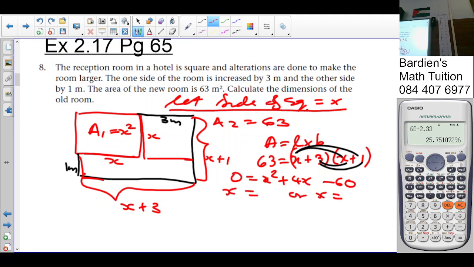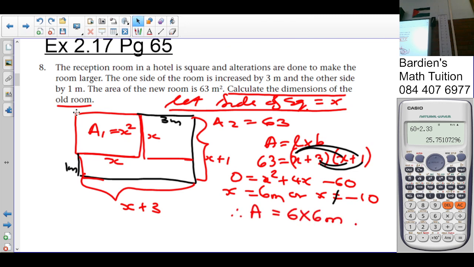Okay. And that works out to be x equal to 6 or x equal to negative 10. But of course, can the length of a room be negative? No. So that is out. So x is equal to 6 meters. Coming back to the question, it says calculate the dimensions of the old room. So what's the dimensions of the old room? It's going to be a 6 by 6 room. Therefore, the sides of the original room are 6 meters.